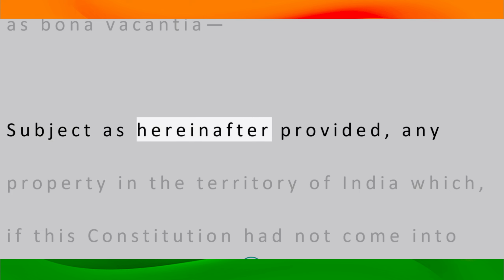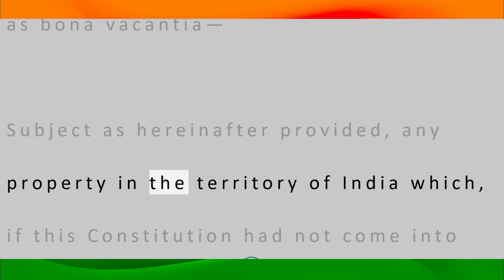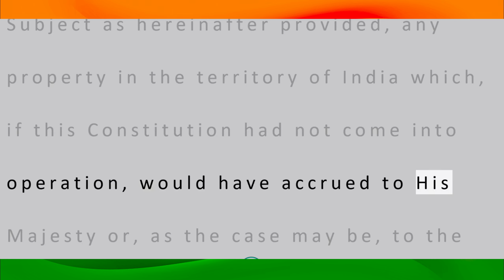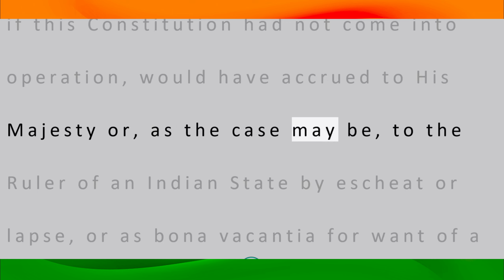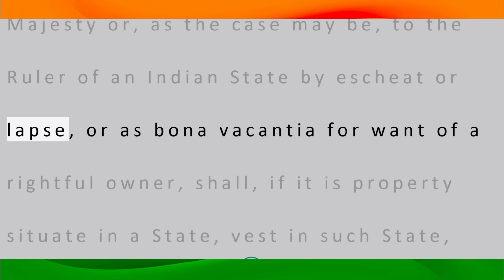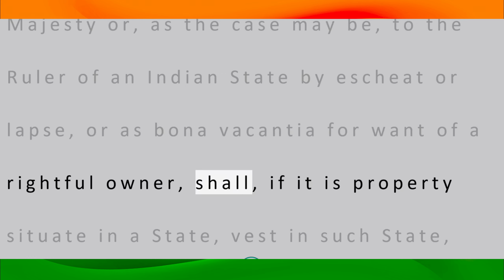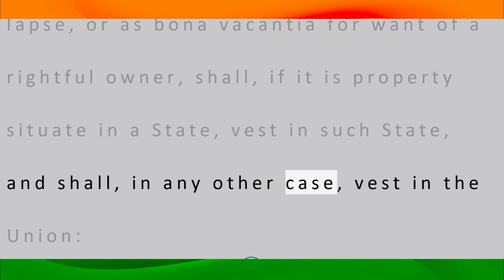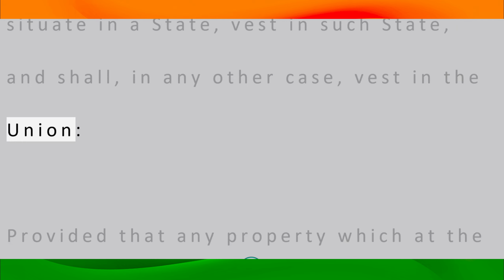Subject as hereinafter provided, any property in the territory of India which, if this constitution had not come into operation, would have accrued to His Majesty or, as the case may be, to the ruler of an Indian state by escheat or lapse, or as bona vacantia for want of a rightful owner, shall, if it is property situate in a state, vest in such state, and shall, in any other case, vest in the union.